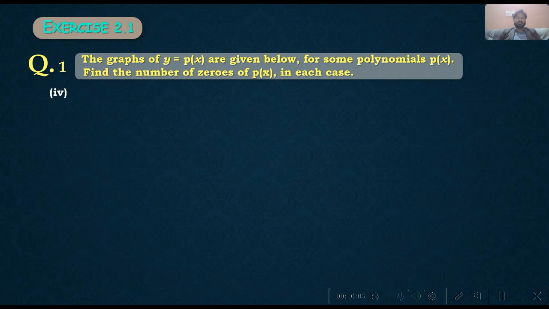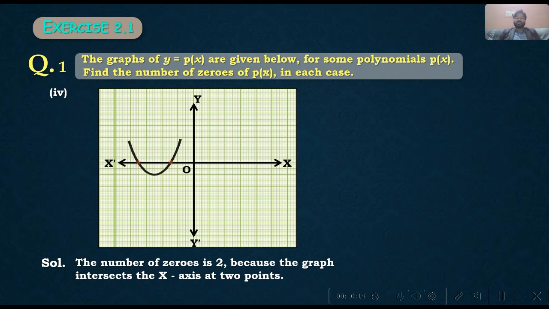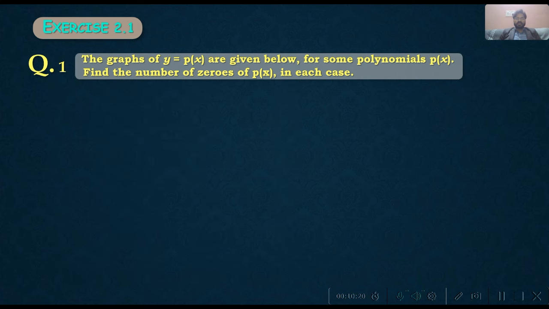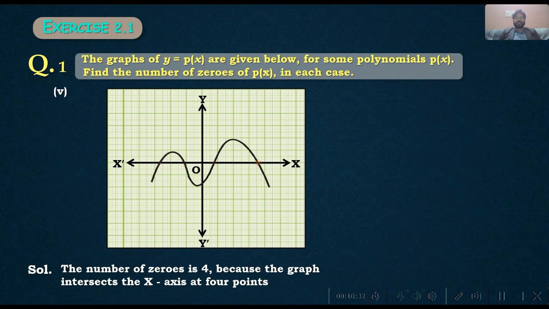Now we have next question. यहाँ पे भी 2 पॉइंट पे टच कर रहा है, so the number of zeros is 2 because the graph intersects the x axis at 2 points. Similarly, we have next question. In this question, कितने पॉइंट टच कर रहा है? 4 पॉइंट पे. So the number of zeros is 4 because the graph intersects the x-axis at 4 points.